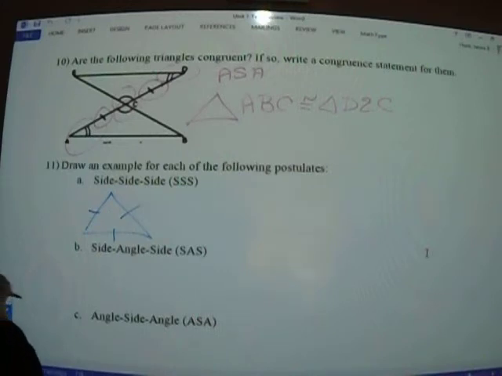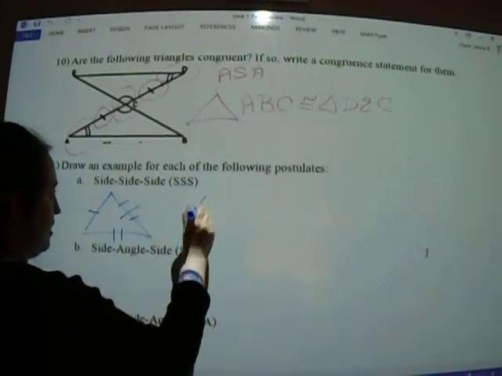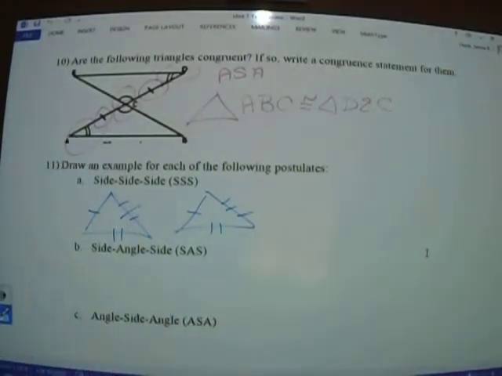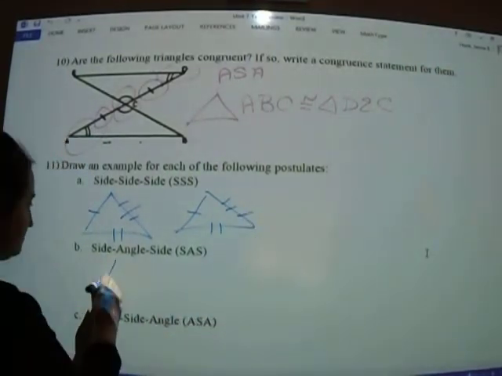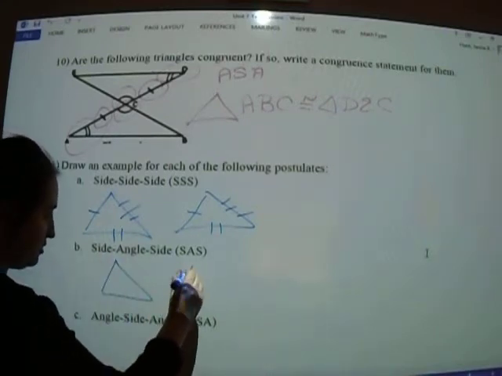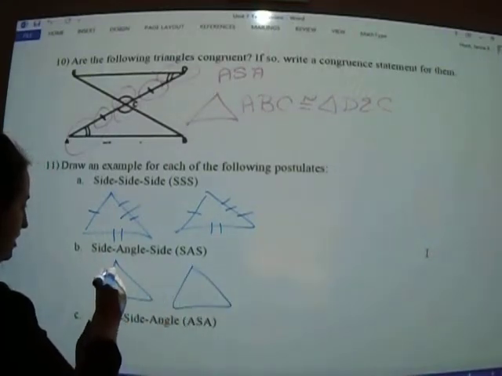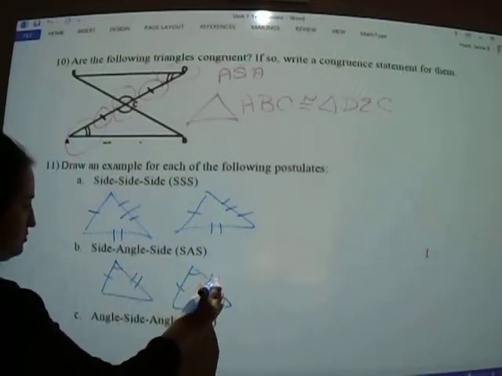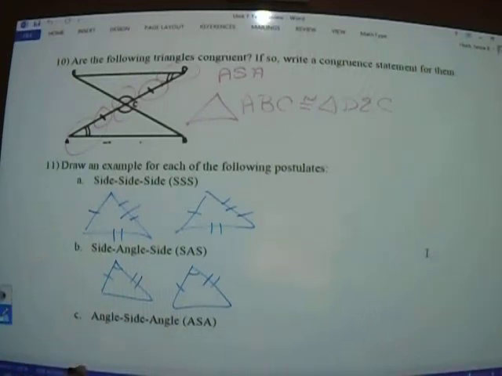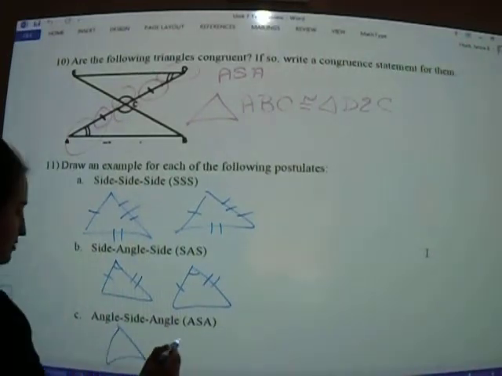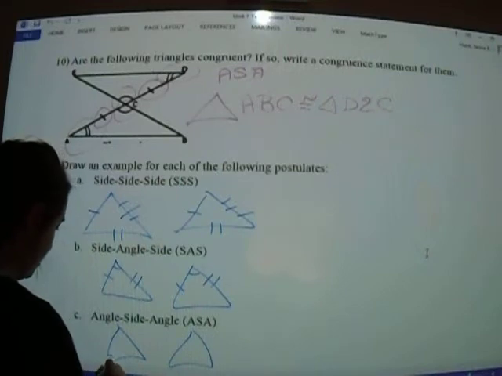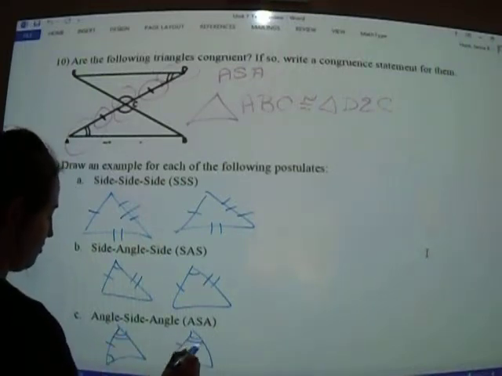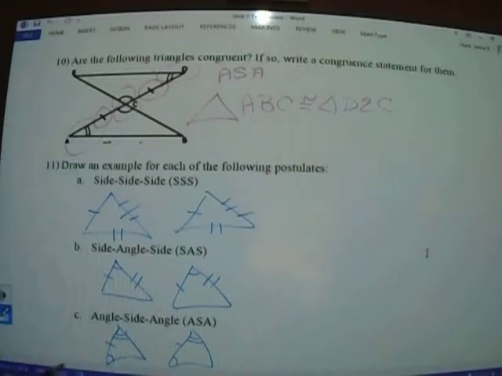So side, side, side, and side. These are congruent. Alright? Side, angle, side. We draw our two triangles. Side, angle, side. Side, angle, side. Those are congruent. This one, angle, side, angle. Angle, side, angle. Angle, side, angle. And that's it. Alright?